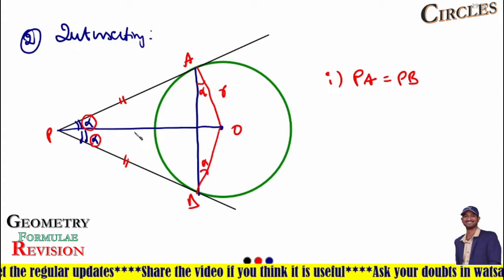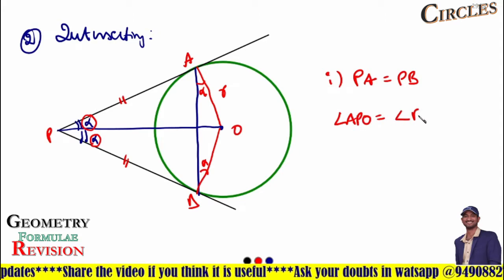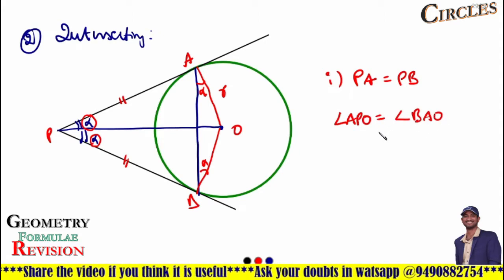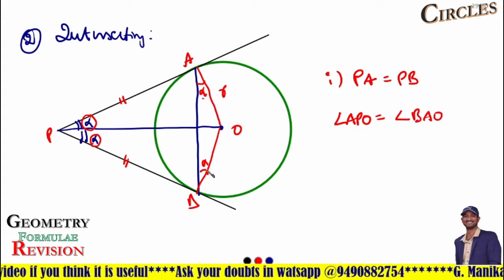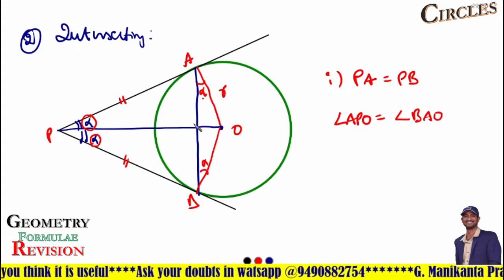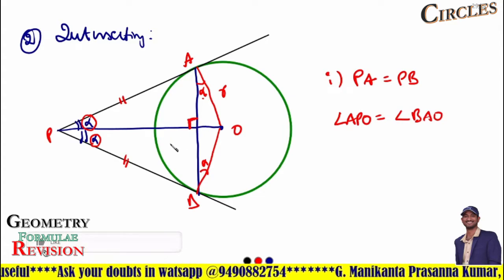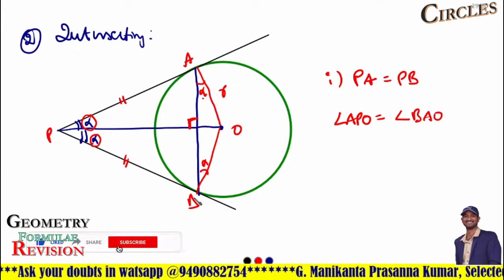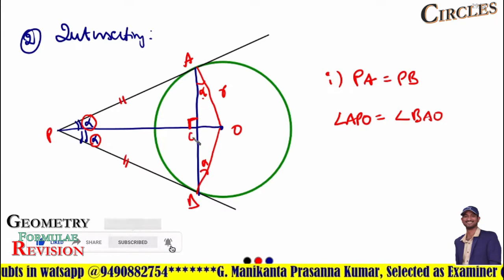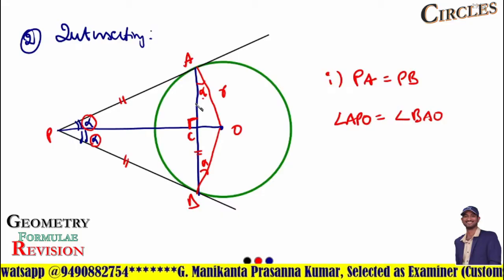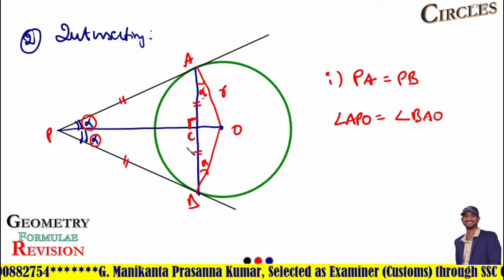That means angle APO is equal to angle BPO. So it is also alpha, it is also alpha. And this angle is 90 degrees. That means PO is perpendicular to AB, and AC and BC are equal. If it is C, these two are also equal. That means C is the midpoint of AB.